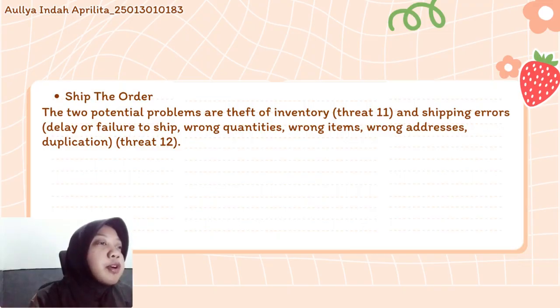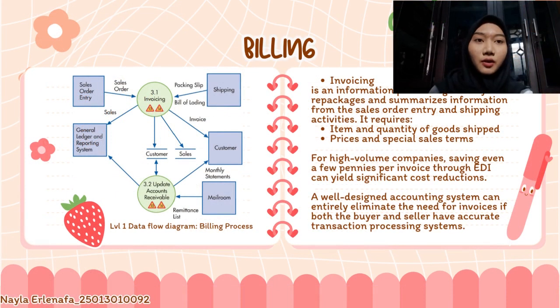And then 12.4, data entry edit controls. It is to ensure data accuracy before processing. And then 12.5, ERP configuration to prevent duplicate shipments. It is to prevent sending the same order more than once. These controls help ensure that shipping is accurate and efficient. So I want to talk about billing.